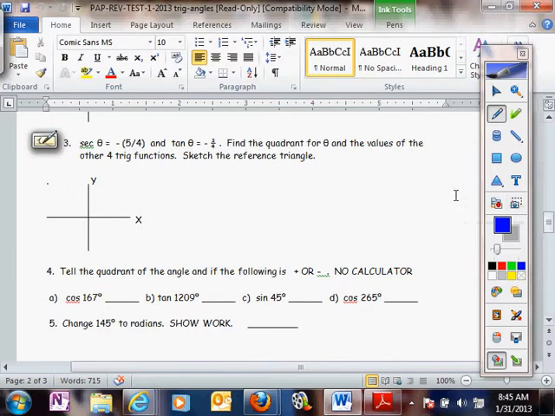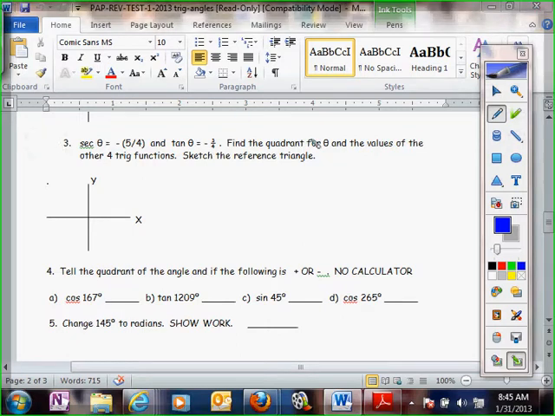Problem 3 says secant theta is -5/4. I wouldn't worry about these parentheses here. It's not necessary. And tangent theta is -3/4. So it says find the quadrant for theta and the values of the other 4 trig functions and sketch the reference triangle. We have to find what quadrant it's in based on these signs, positive or negative. So remember, all students take calculus.